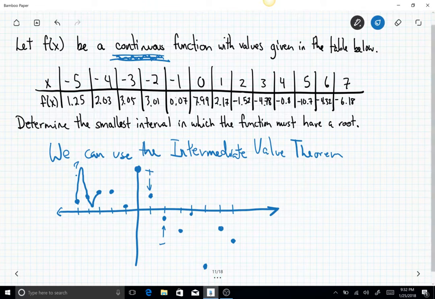Yeah, now taking a look at this, you have a positive and a negative, and what's going to happen is we're looking for when that y value equals 0, well, that's going to happen somewhere in this interval here. So determine the smallest interval in which the function must have a root. We can't go any smaller than it because we don't have enough information to say it's smaller, and it might very well happen in this interval, right? It might happen in this interval. Who knows? But the one we can guarantee is that interval 1, 2. And that's the only one we can guarantee by the intermediate value theorem.